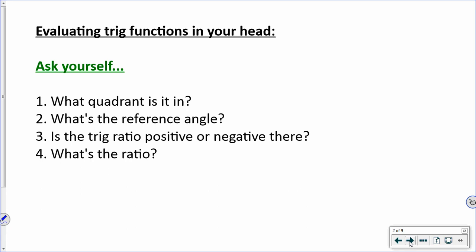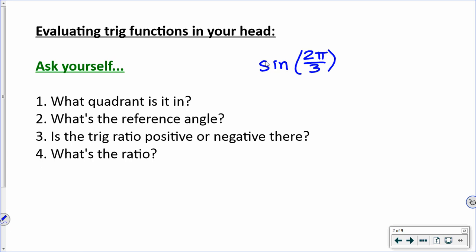So if you're asked to evaluate something like the sine of, let's say, 2 pi over 3, you're going to want to first locate that angle on the coordinate plane. So that's what I mean when I say question 1: what quadrant is it in? Remembering pi over 3 is 60 degrees, because that's 180 over 3, and 60 degrees doubled would be 120. So you've located yourself on the coordinate plane. You're in the second quadrant.